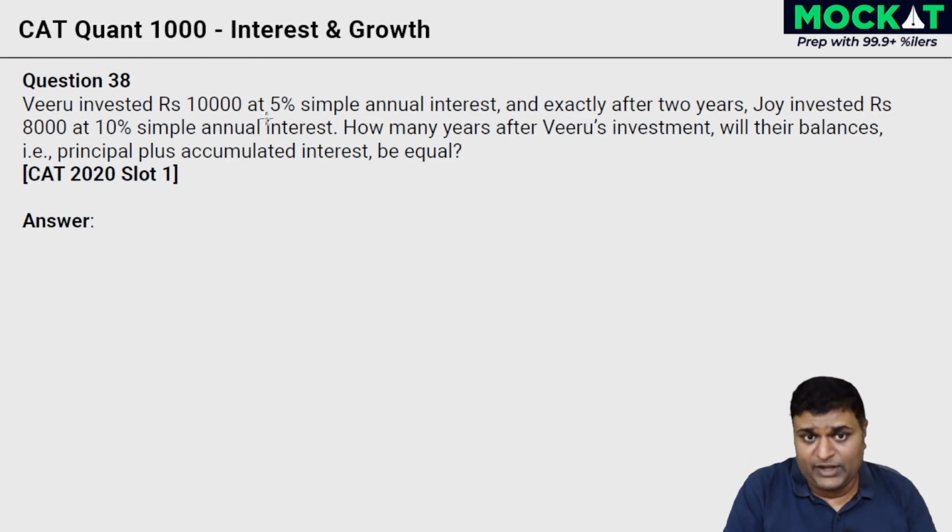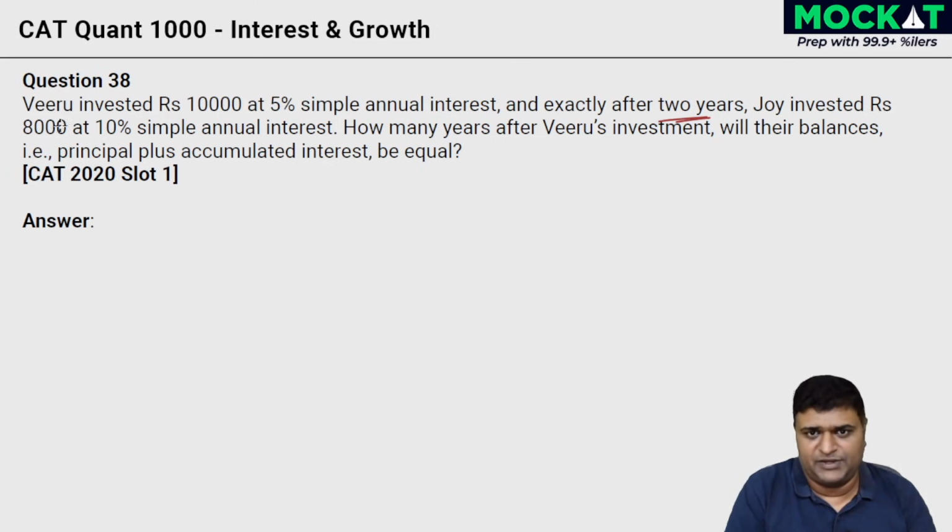20,920. Viru invested rupees 10,000 at 5% simple annual interest, and exactly after 2 years, Joy invested rupees 8,000 at 10% simple annual interest, 2 years after Viru. How many years after Viru's investment will their balances, that is principal plus accumulated interest, be equal?